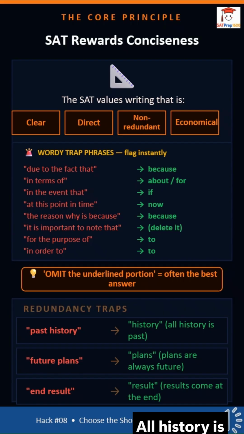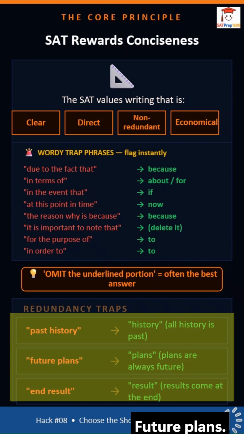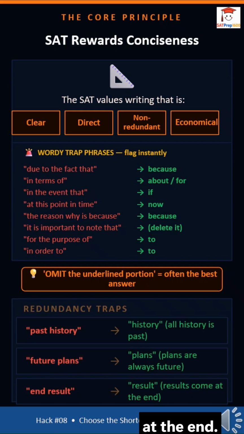Past history. All history is past, so history alone is correct. Future plans. Plans are always future. End result. Results come at the end. These pairs are saying the same thing twice. Spot either of these, and you've probably found the wrong answer.